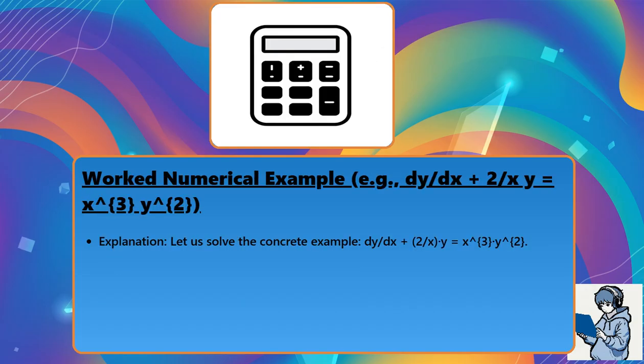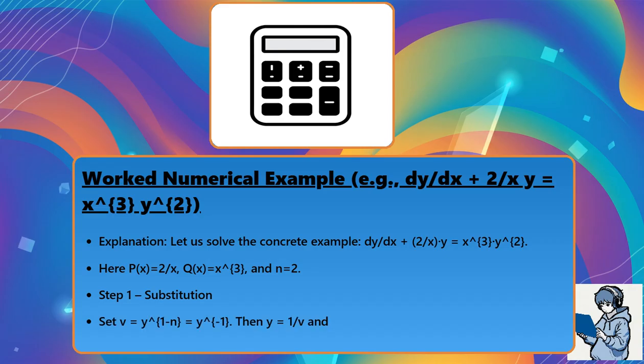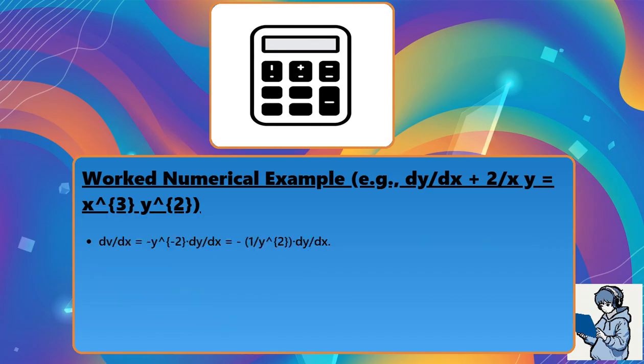Explanation: let us solve the concrete example dy over dx plus 2 over x times y equals x cubed times y squared. Here p of x equals 2 over x, q of x equals x cubed, and n equals 2. Step 1: substitution. Set v equals y to the 1 minus n, equals y to the minus 1. Then y equals 1 over v and dv over dx equals negative y to the minus 2 times dy over dx, equals negative 1 over y squared times dy over dx.